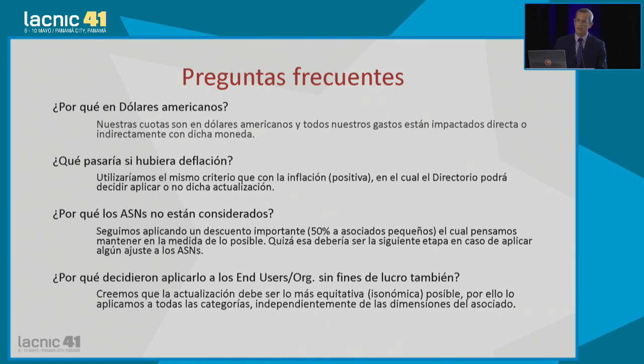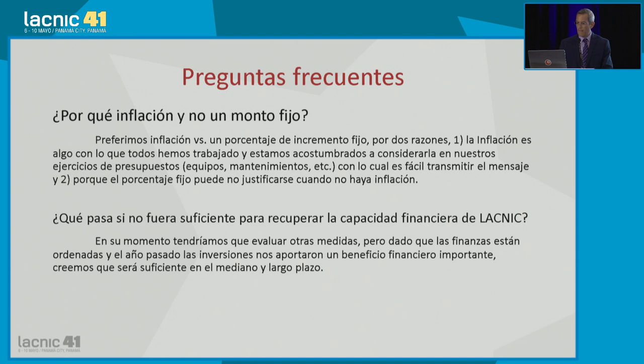We haven't yet foreseen removing or eliminating this discount, so it would be appropriate to adjust this by inflation. Why did we decide to apply this to end users and to nonprofit organizations? This is because we think that the update should be as equitable as possible. Inflation does not distinguish what type of organization this is, whether they provide internet services or not. So we decided to do this as equitably, or isonomically, as possible, depending on the size or the type of member.